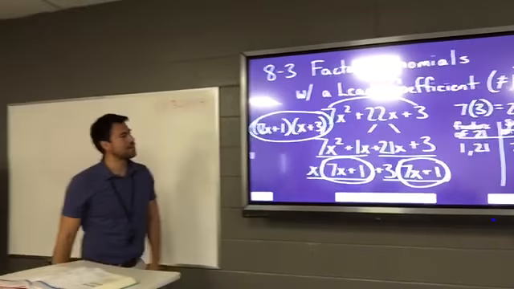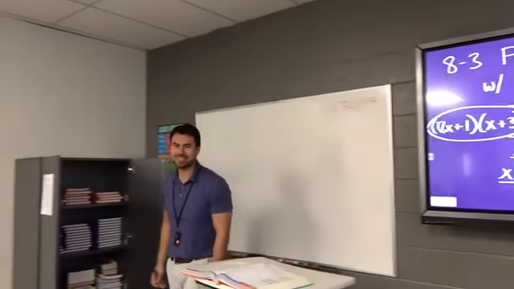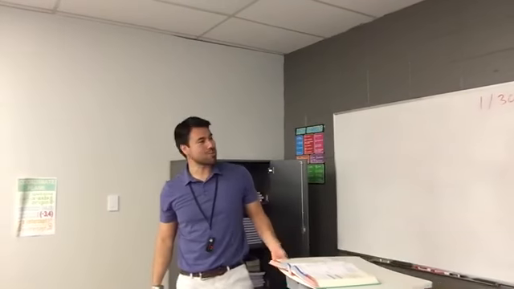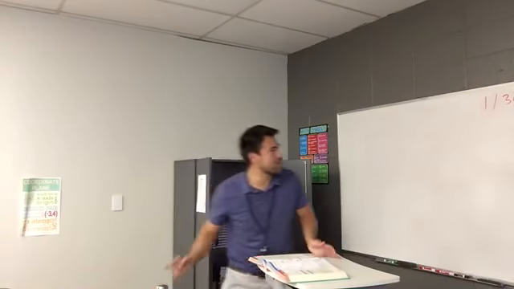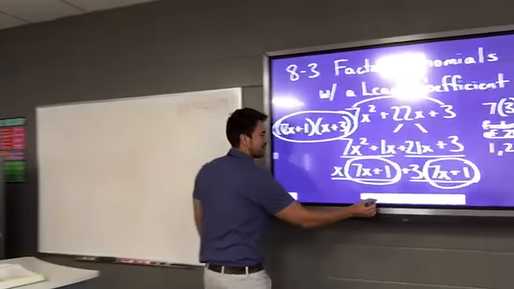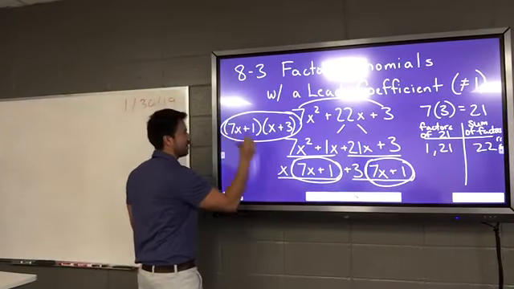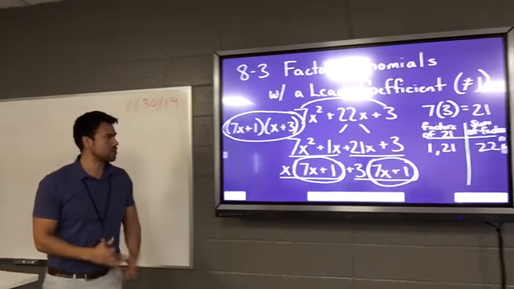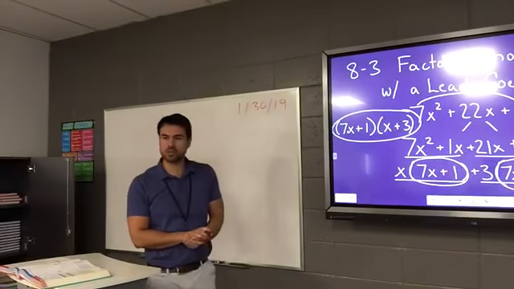Oof. Oh my, guys. I'm so sorry. That's too difficult. And what is this? This is awful. Okay, there we go. That's your answer. 7x plus 1 times x plus 3.